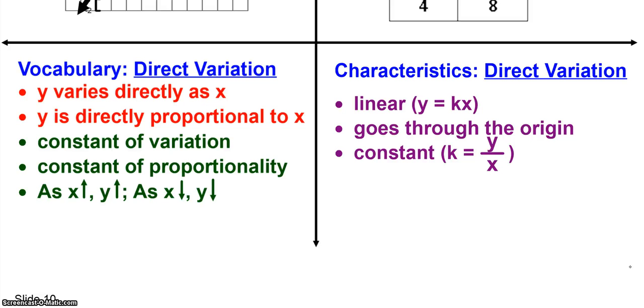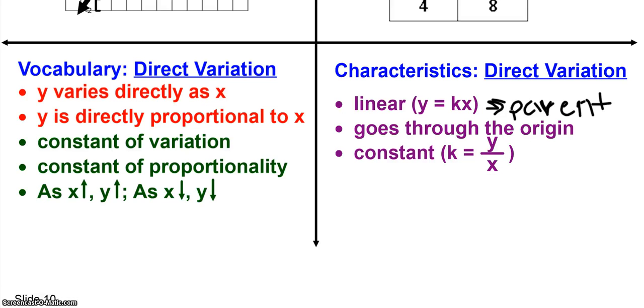Alright, the characteristics. The linear line y equals kx is your parent function. I know in class we talked about the parent. kx is your parent for this one. It also goes through the origin, so it goes through the point 0, 0. In other words, your x and y intercept is right there at the origin, 0, 0.